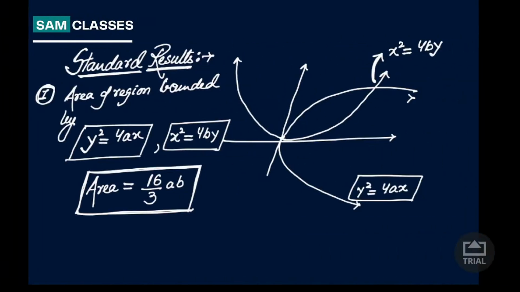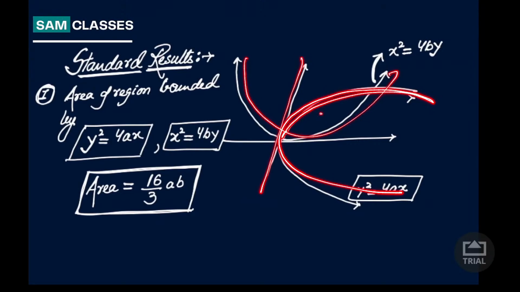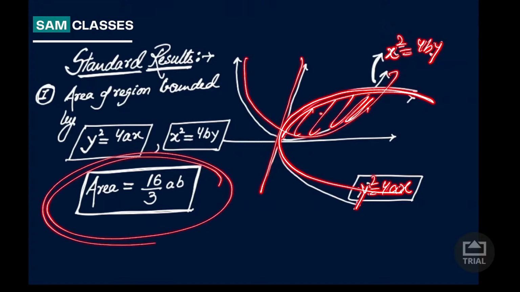These are very, very important things. Never miss them. The moment they give you two parabolas, one is an upward parabola and one is a right parabola, so one's equation is x square is equal to 4by, and the other equation is y square is equal to 4ax. What is the area in between? Directly, this is the answer: area is equal to 16 by 3ab.